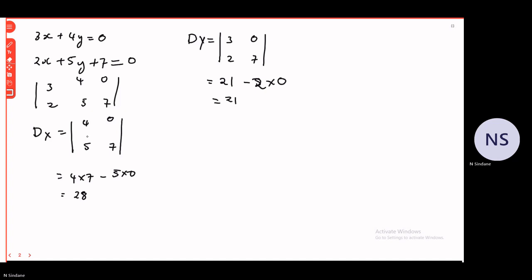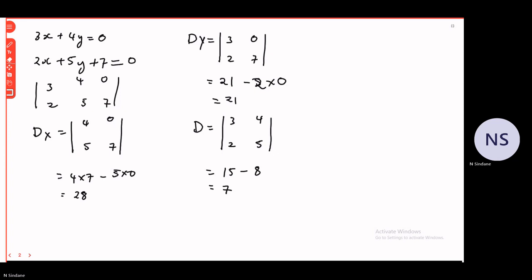Now I can calculate the determinant of this matrix, which is 3, 2, 4, 5. Then 3 times 5 is 15, minus 2 times 4, which is 8. So my determinant will be 15 minus 8, which is 7. That is your solution.